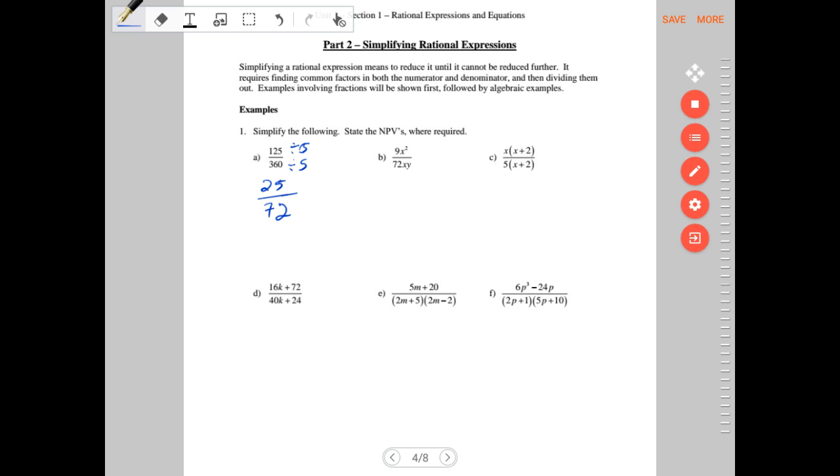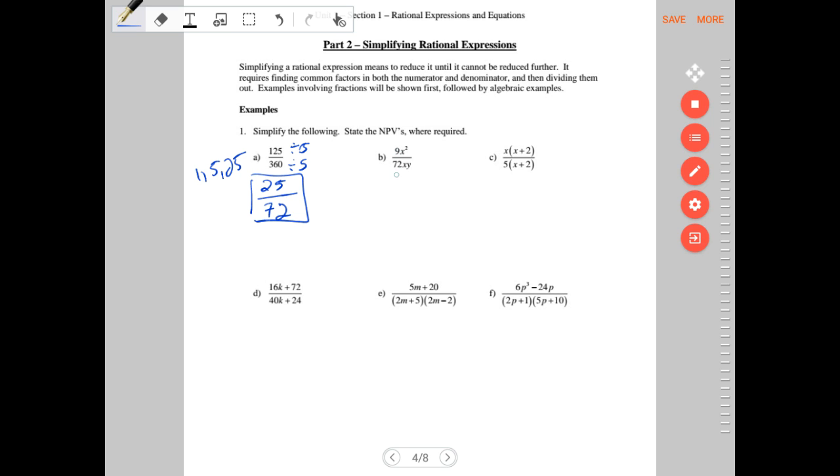Now, the other things that go into 25 are 1 and 5 and 25. Other than 1, none of those things go into 72, so that is as simple as this gets. Okay, let's take a look at the next one.